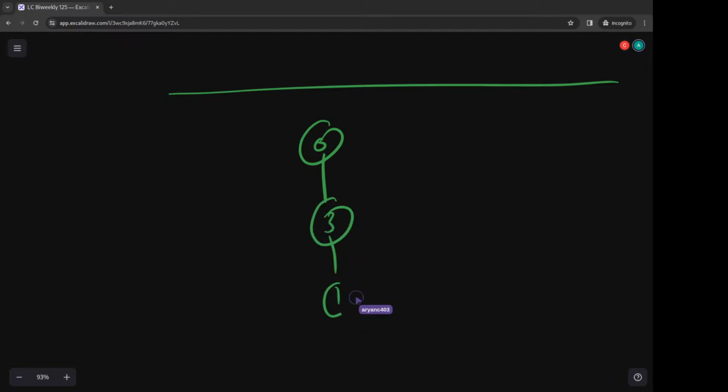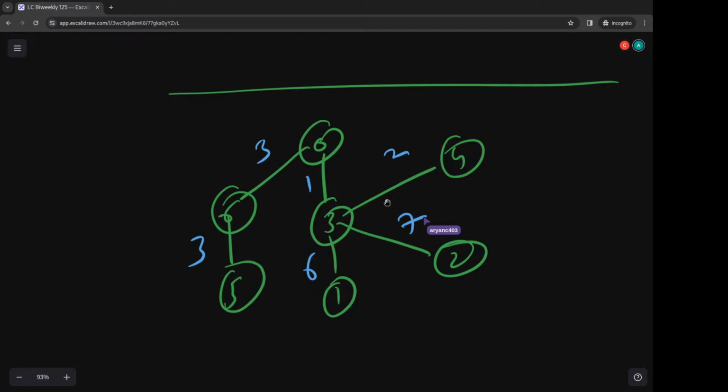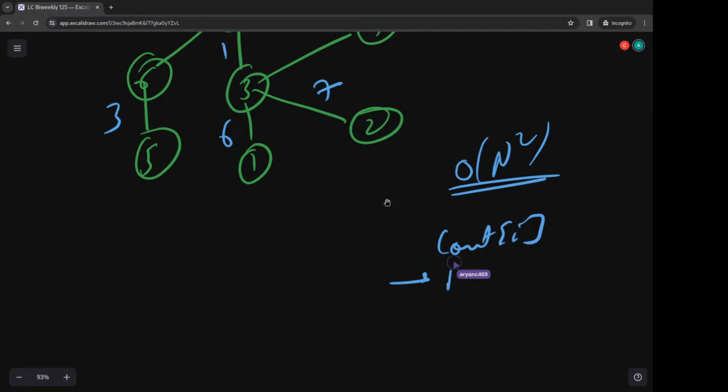Zero, 3, 1, 4, 2, 6, 5. The edge weights are 3, 3, 1, 6, 2, 7. So this is the given tree. The first approach I have is order n square. For that, the idea is that for each vertex, if we want to find count[i], we root the tree at vertex i.